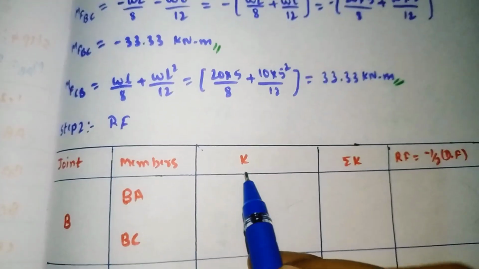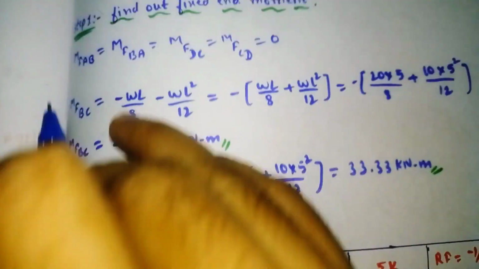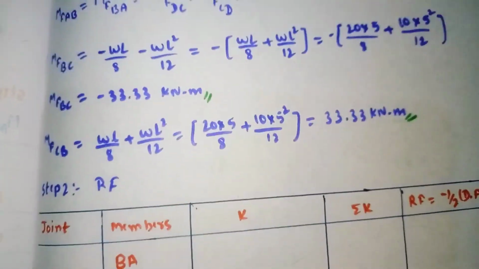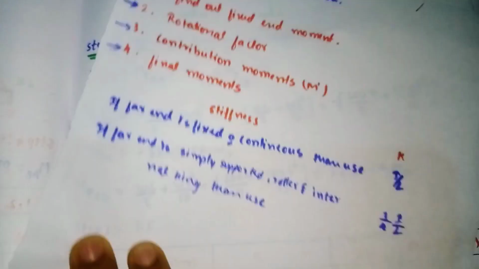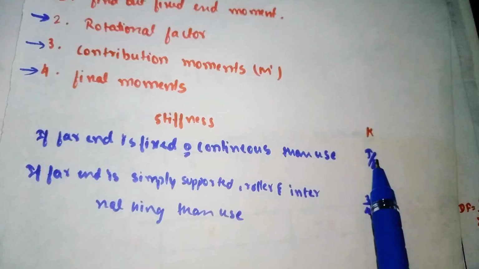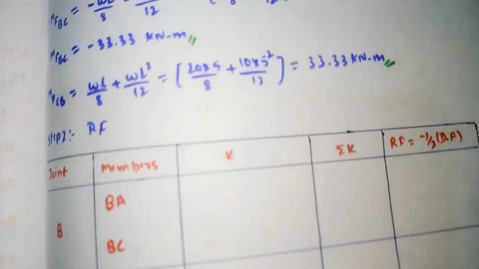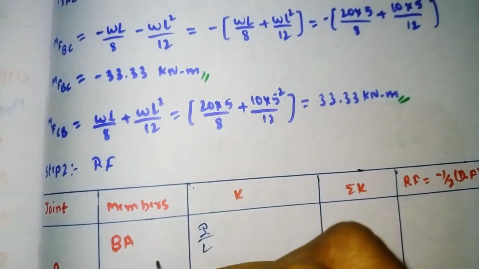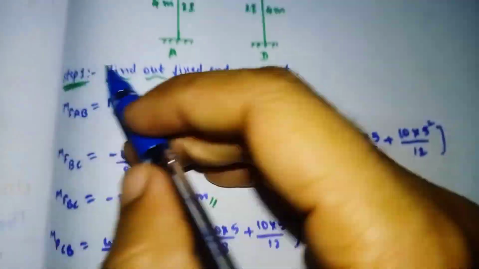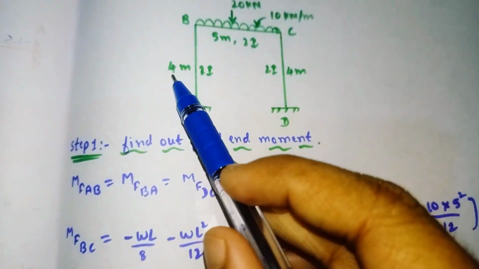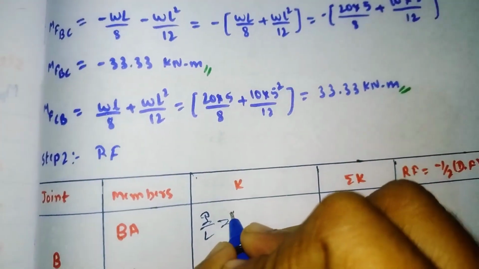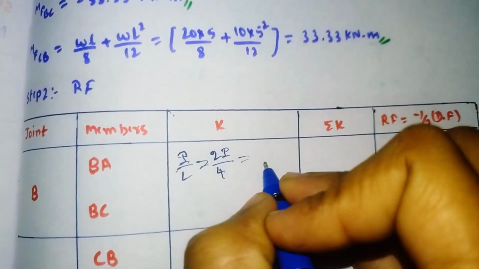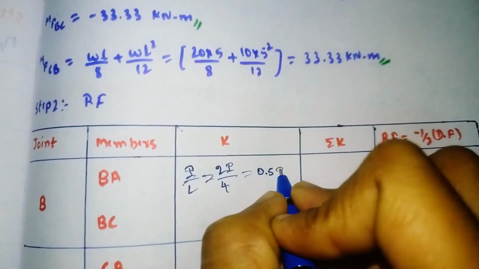Now we'll calculate the stiffness for member BA. For member BA the far end is fixed. If the far end is fixed, we have the formula I divided by L. By using this formula we'll calculate the stiffness for member BA. The I value given is 2I and the length is 4 meter. It will come out as 0.5I.